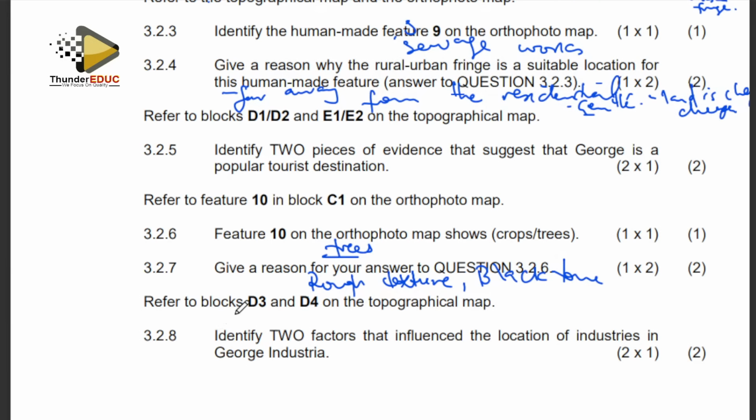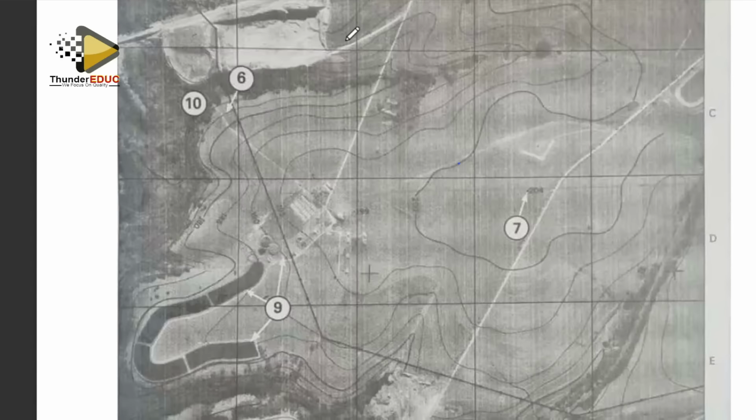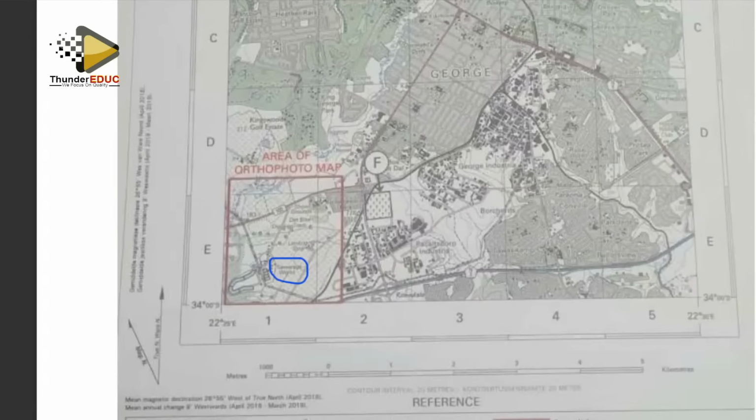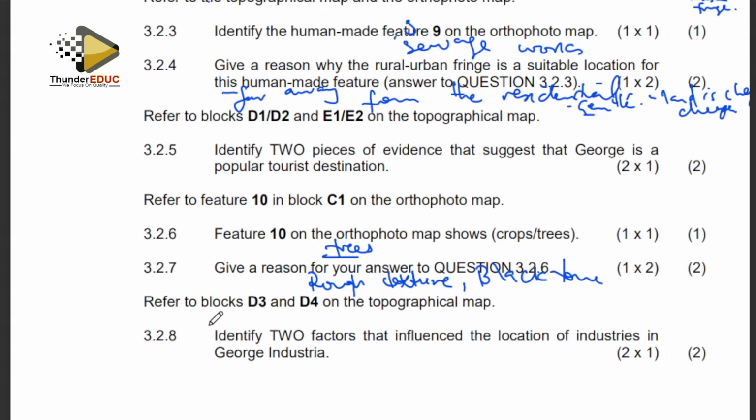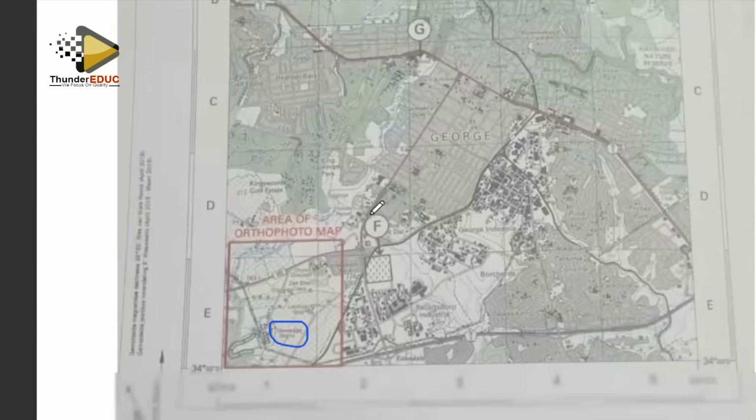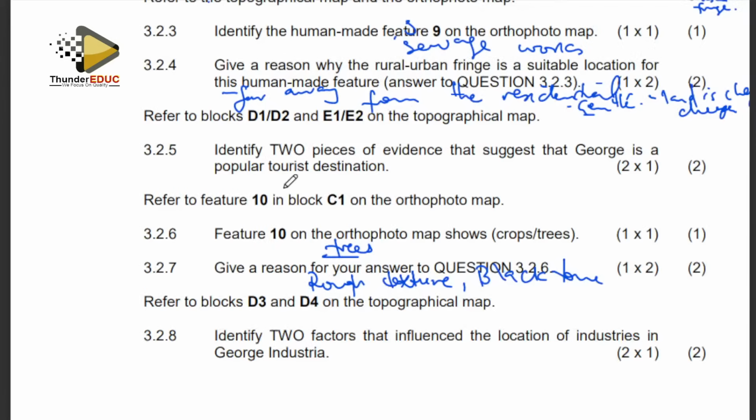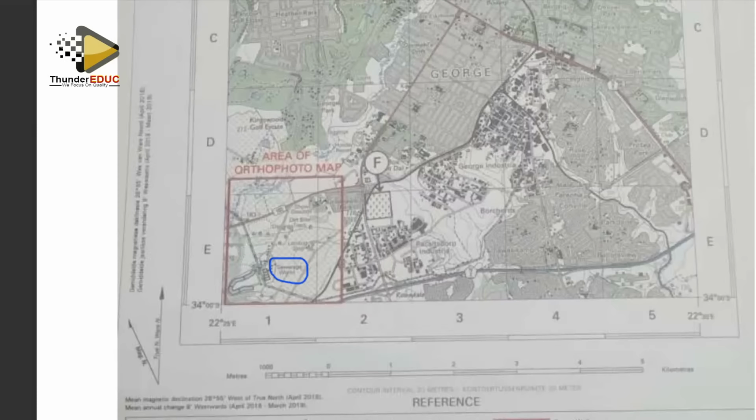Then refer to block D3 and D4 on the topographic. So that means this time around we are using the topographic. Identify two factors that influence the location of the industries in George Industrial. We say D3 and D4. Come here. D3 is here. This is D3 and this is D4.